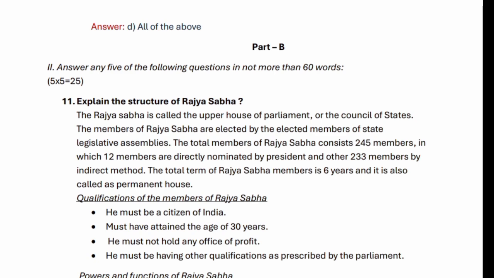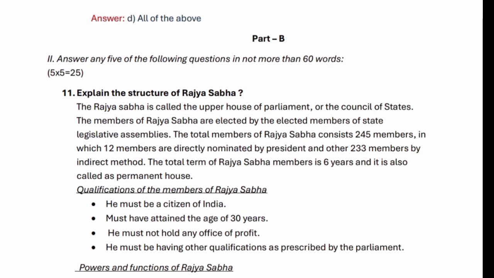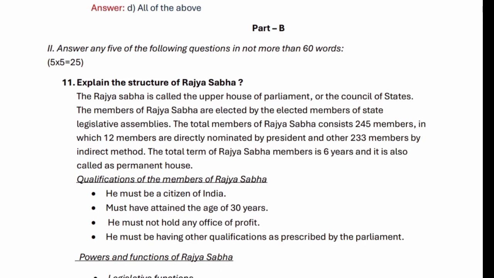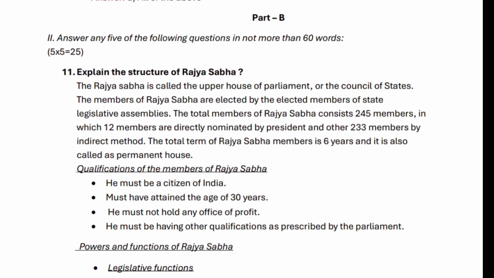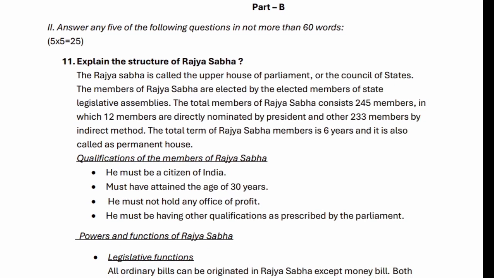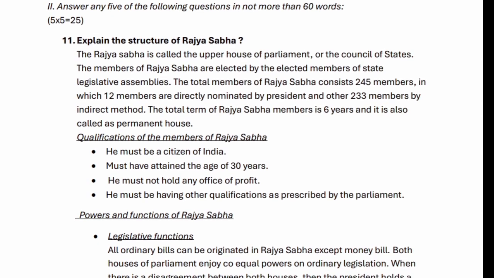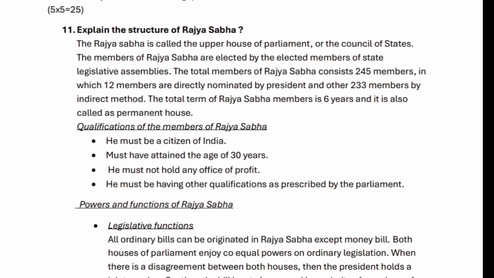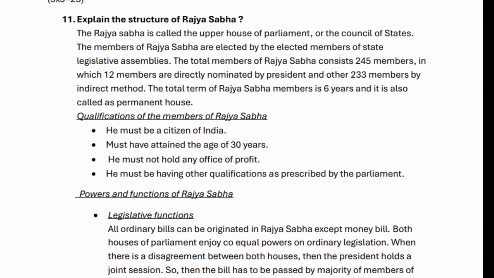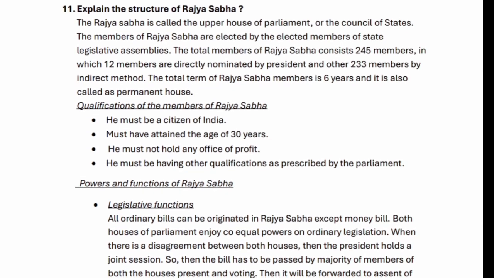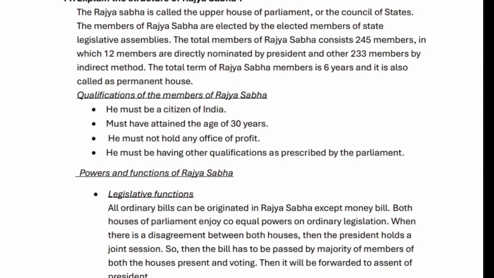Part B. Answer any 5 of the following questions in not more than 60 words. 5x5 equals 25. 11. Explain the structure of Rajya Sabha. The Rajya Sabha is called the upper house of parliament, or the Council of States. The members of Rajya Sabha are elected by the elected members of state legislative assemblies. The total members of Rajya Sabha consist of 245 members, in which 12 members are directly nominated by the President and the other 233 members by indirect method. The term of Rajya Sabha members is 6 years and it is also called a permanent house.